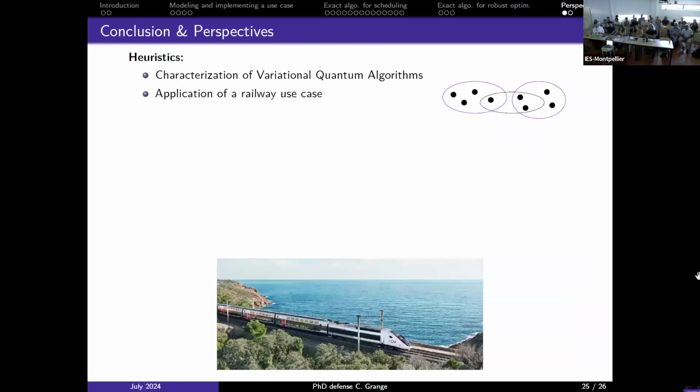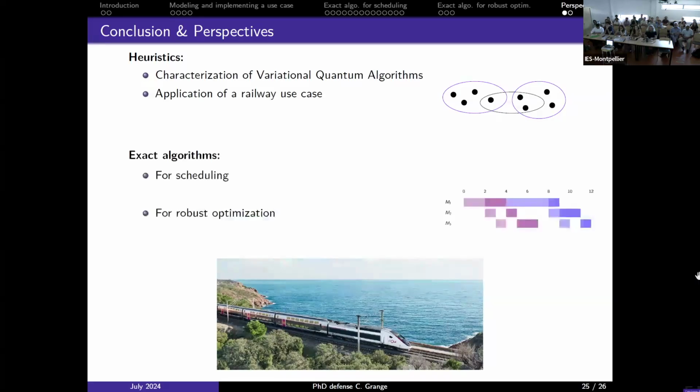Okay, so let me conclude this presentation. We worked at different levels in the quantum optimization landscape. The first one was heuristics. We characterized the class of variational quantum algorithms, and we applied it to a real railway use case. We also dealt with exact algorithms, both for scheduling and for robust optimization. So this is what has been done.